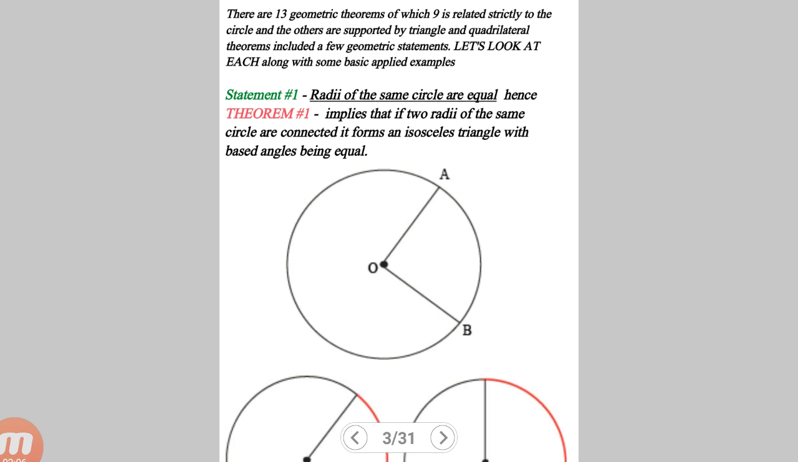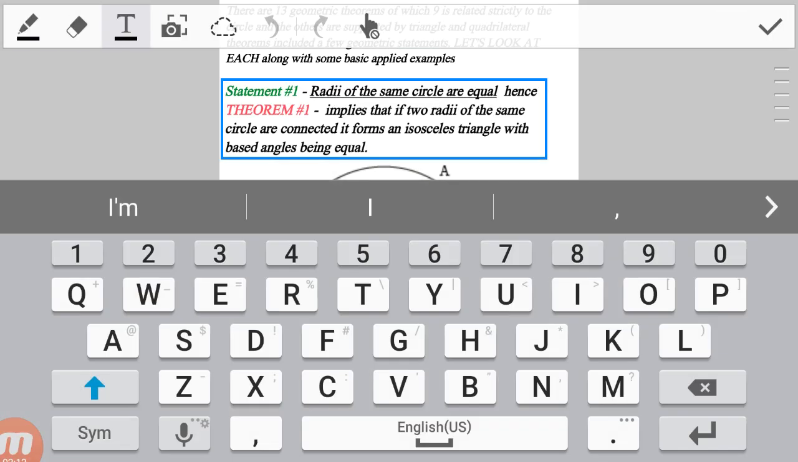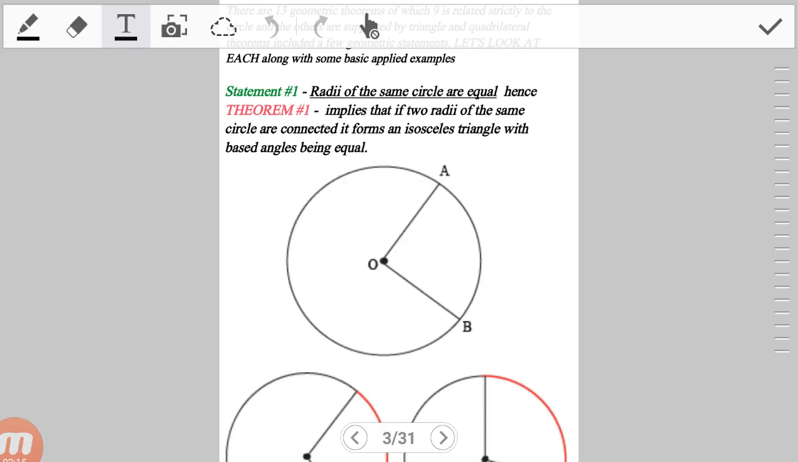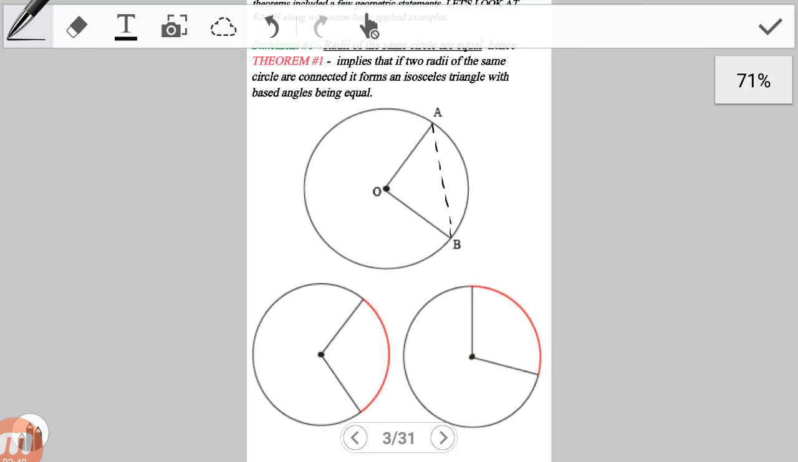Basically here we can identify the radius because there's always an indicated center. So in this diagram, I have center O, and I have a point on the circumference A and a point on the circumference marked here B. So if I connect these two here, then you're going to find that the isosceles triangle is created.